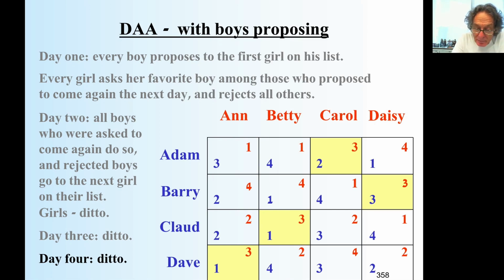So look what happens to the boys. Dave got his number 1. Claude got his number 1. Adam got his number 2. And Barry number 3. Not that bad. Good for the boys. Let's see what happens to the passive girls. All of them get number 3 on their list. Oh, that's too bad.